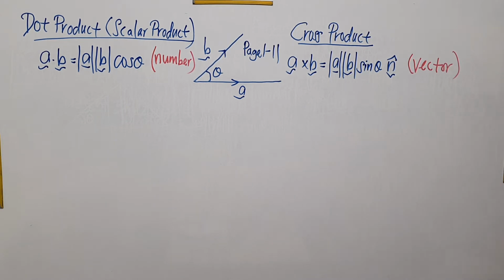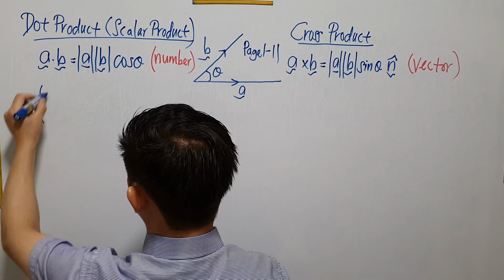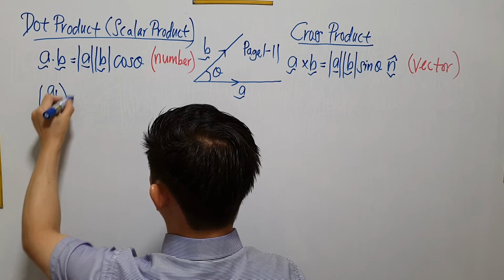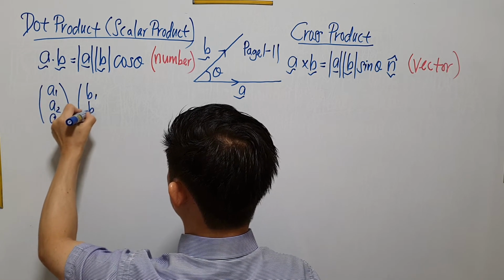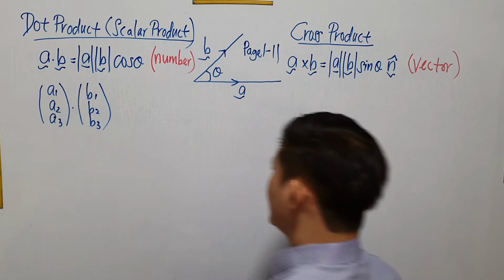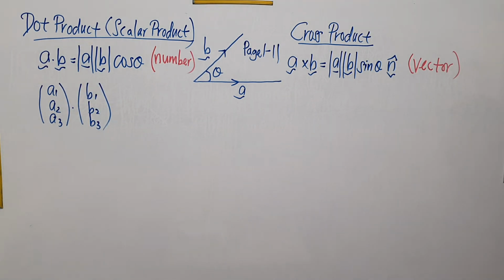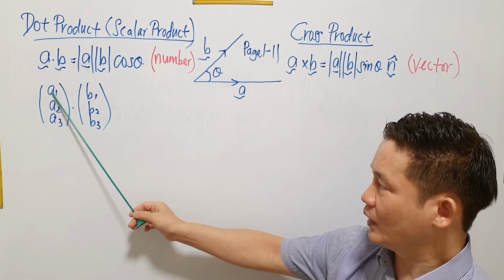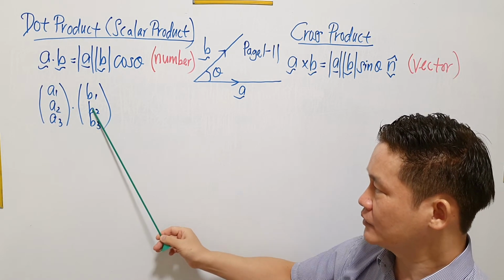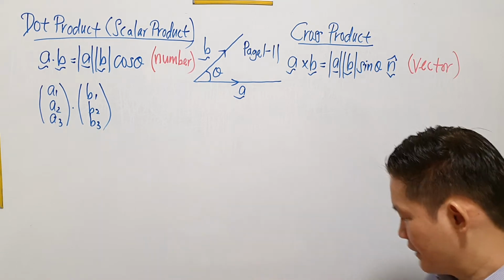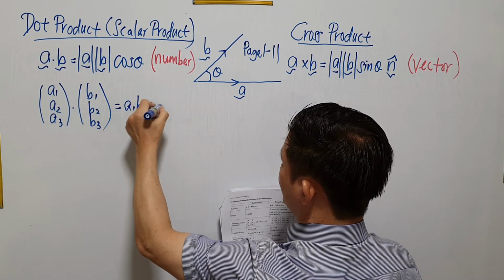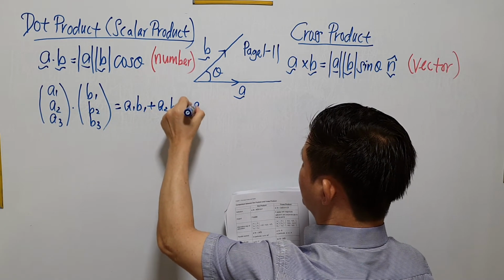And then the alternative way to perform dot product, if you have vectors A and B in column vector form. You have already learned that to perform the dot product, the alternative way is to take A1 times B1 plus A2 times B2 plus A3 times B3. This is the alternative way to find dot product if they are in column vector form.